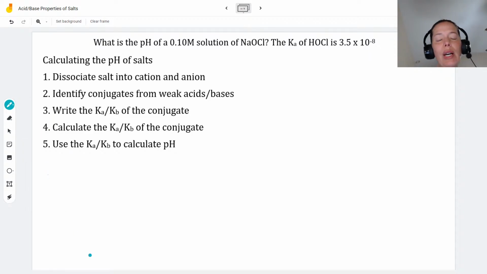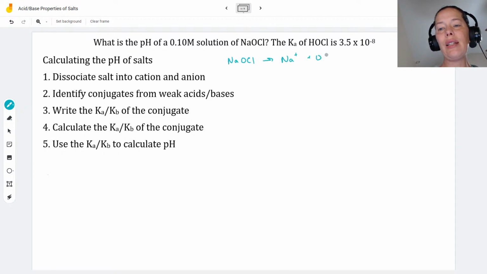All right, so again, I'm just going to go through my steps here. And my first step is to dissociate the salt into a cation and an anion. So I have my sodium hypochlorite, which is going to give me the sodium cation and the hypochlorite anion. Okay, great. So now what I want to do is identify what my conjugates are.